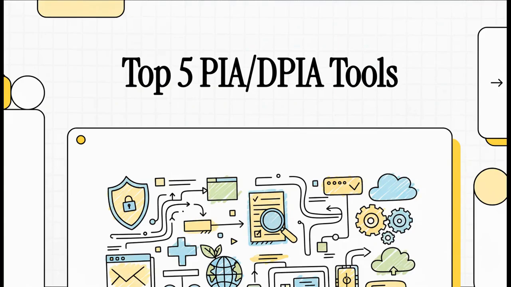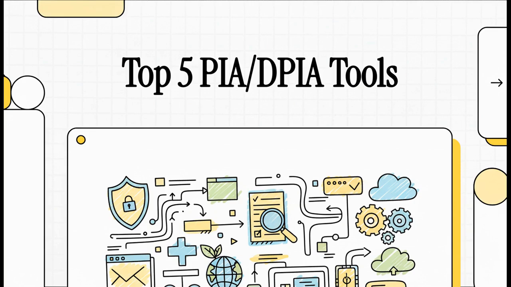Let's be real, data is one of the most valuable things any business has today. And with regulations like GDPR and the DPDPA popping up, the game is totally changed. Staying compliant means you have to constantly assess your privacy risks. But doing this manually is a huge, huge headache.